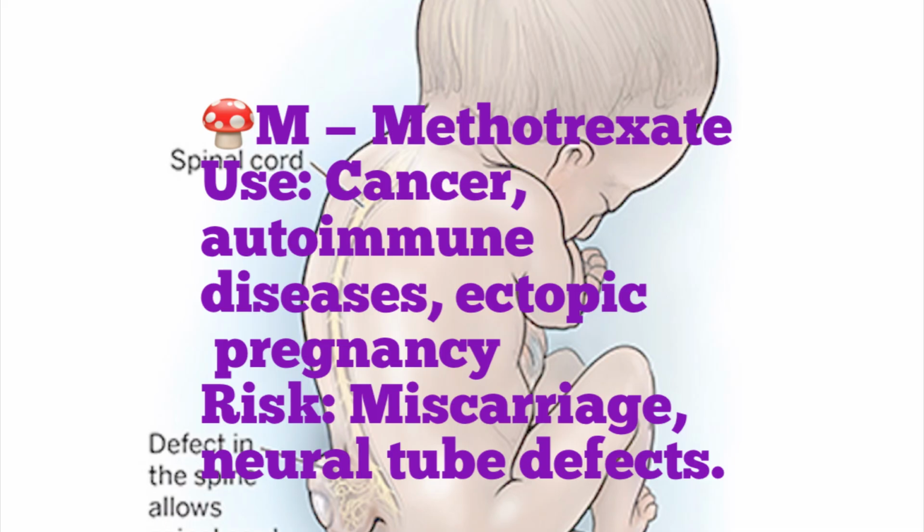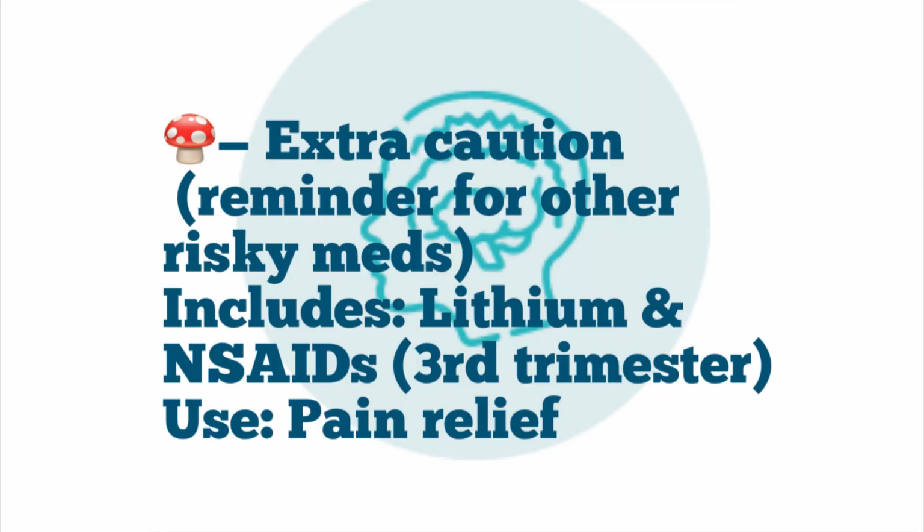M is for methotrexate, used for cancer, autoimmune disease, and ectopic pregnancy. This medication is a risk for miscarriage, neural tube defects, and growth restriction. Avoidance needs to be done at all stages throughout the pregnancy.